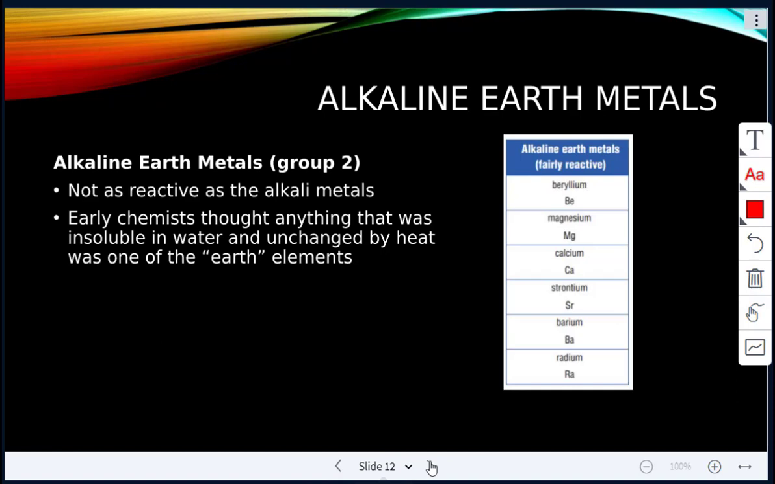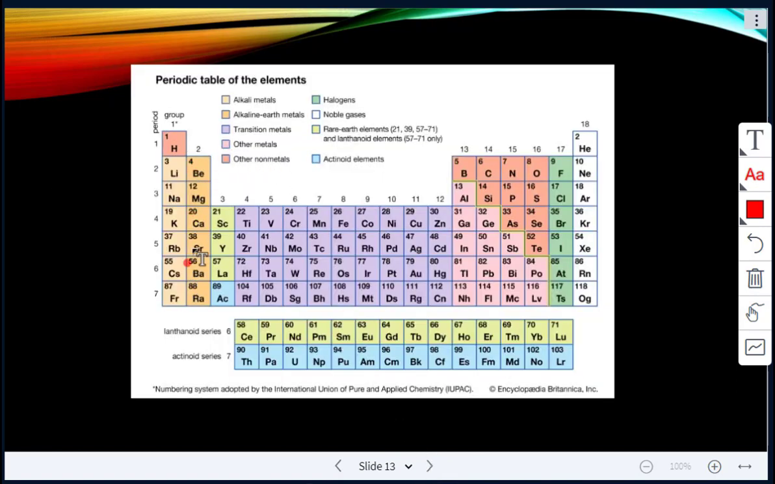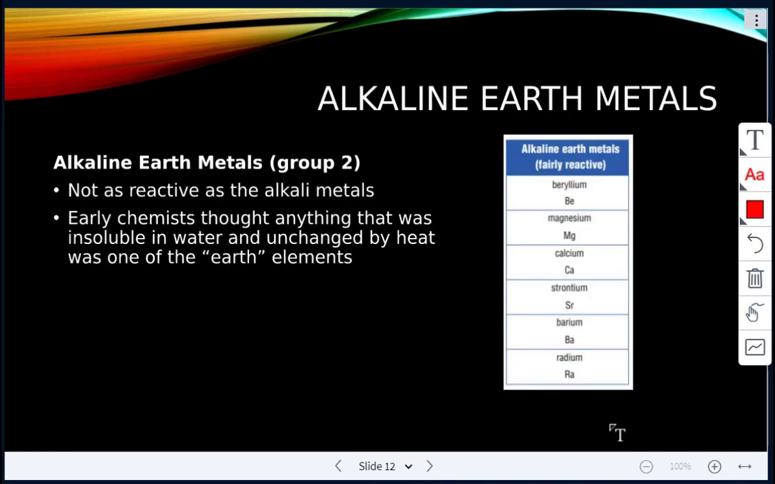So these are found in group 2 right here. They include beryllium, which is Be, magnesium Mg, calcium Ca, strontium Sr, barium Ba, and radium Ra. And again, notice it's always a capital letter first, followed by the lowercase letter.